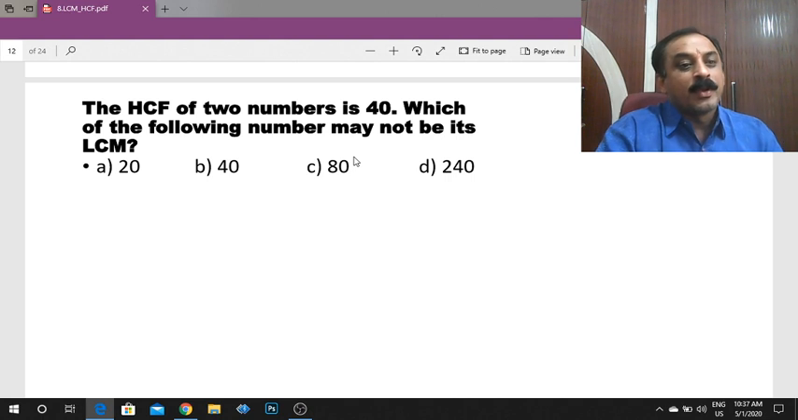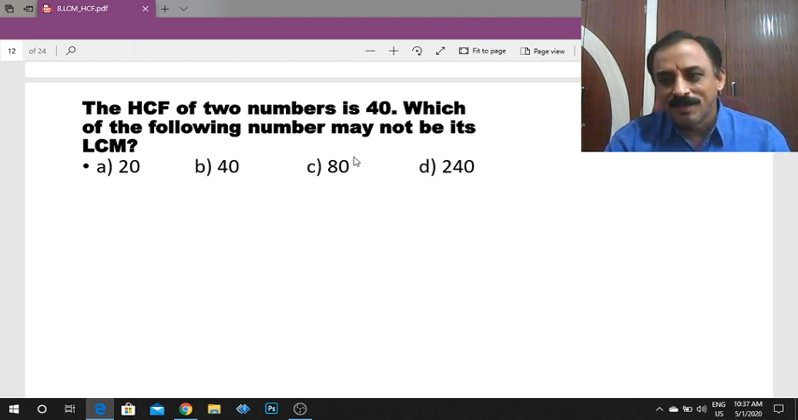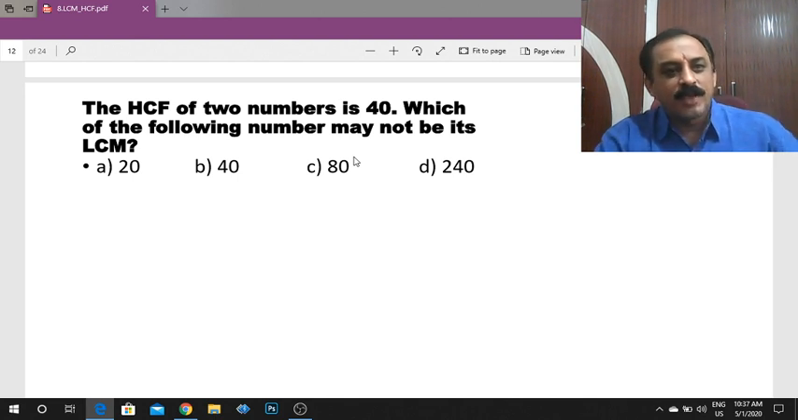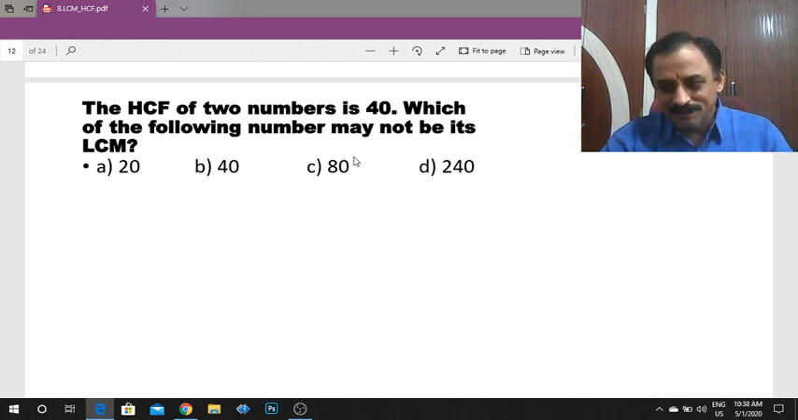Next one. The HCF of two numbers is 40. Which of the following numbers may not be its LCM? 20, 40, 80, 240. The HCF of two numbers is 40. Which of the following numbers may not be its LCM? Present question. What is your answer? Kalpana, Nani, Sai Raman, Dilesh, Vijay, Manideep.